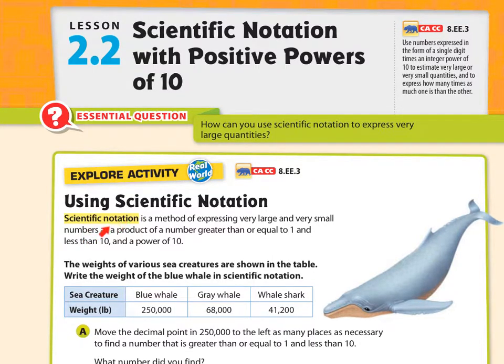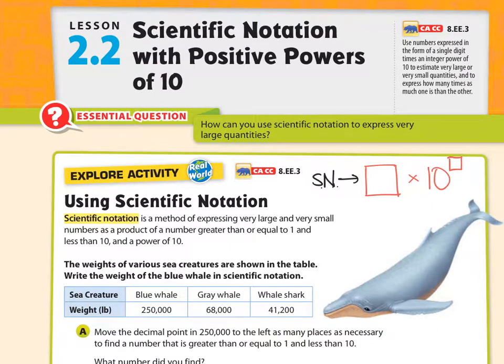Scientific notation is a method of expressing very large or very small numbers as a product of a number greater than or equal to 1 and less than 10 and a power of 10. So let's make some sense of that. Scientific notation, I'm going to use SN as my abbreviation for that, has two parts. It's a number times 10 to an exponent.